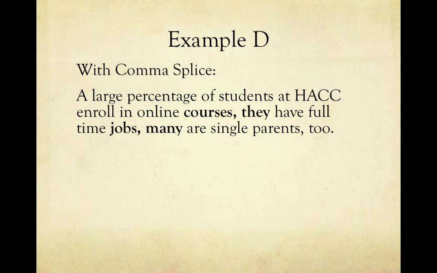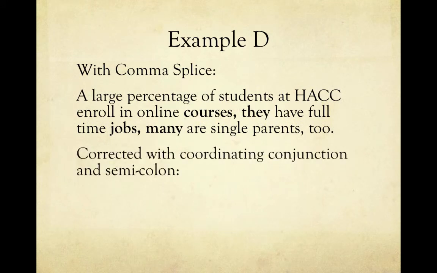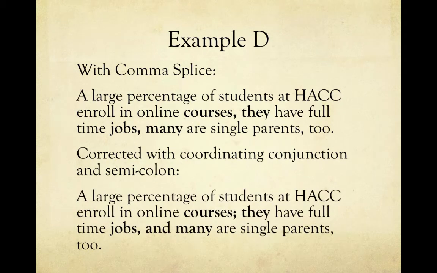Your final example, again, we see two comma splices in this sentence. Corrected with a coordinating conjunction and a semicolon. A large percentage of students at HACC enroll in online courses; they have full-time jobs, and many are single parents too.